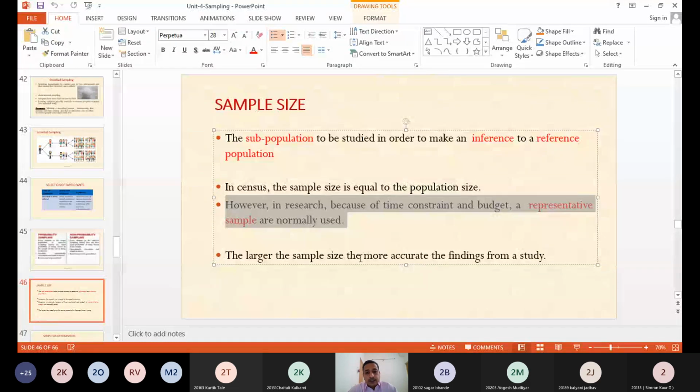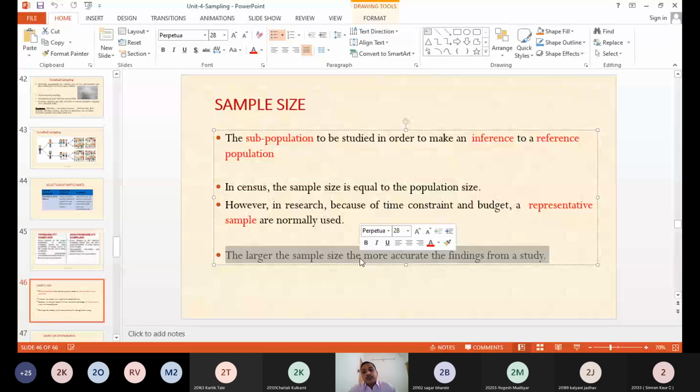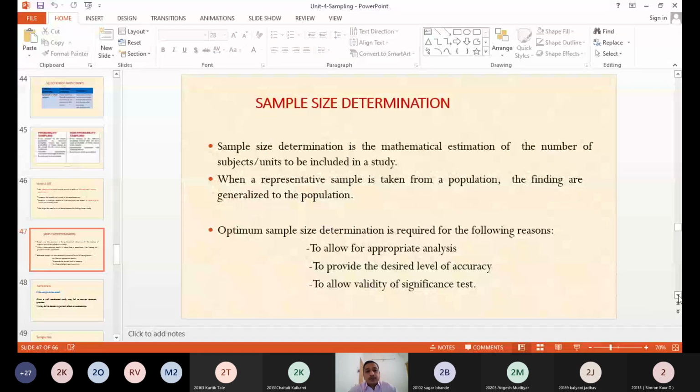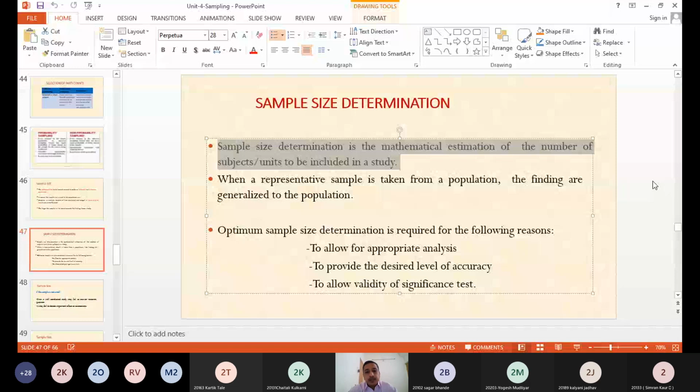So the larger the sample size, the more accurate findings we'll get. If we are doing a census, then the results will be more accurate. So the larger the sample size, there will be more accuracy for the study. Sample size determination is a mathematical estimation. Mathematically, we estimate the number of subjects or units which can be included in the study.